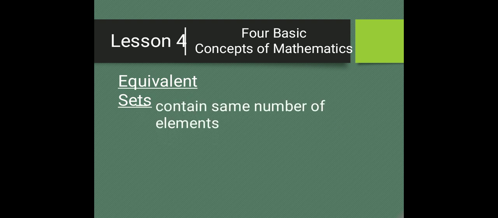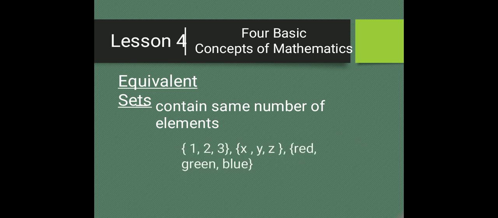Matatawag na equivalent ang dalawang set if it contain the same number of elements. Okay, kung kanina kailangan talaga yung equal set, kailangan na exactly the same yung element. Dito sa equivalent, it doesn't require to have exactly the same element, but ano yon? Dapat nag-contain ng same number of elements.